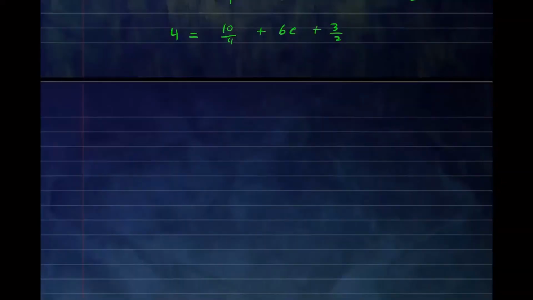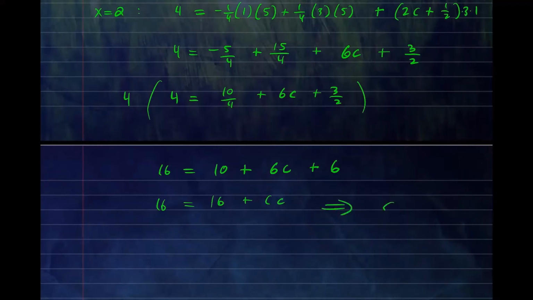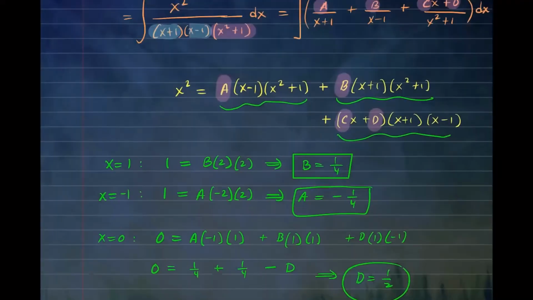Now let's go ahead and multiply both sides by 4 to get rid of the fraction. So you have 16 is equal to 10 plus 6c plus 6. So you have 16 is equal to 16 plus 6c, and you can see that c is equal to 0. All right, so that's good. We have our coefficients. Now let's plug them in.